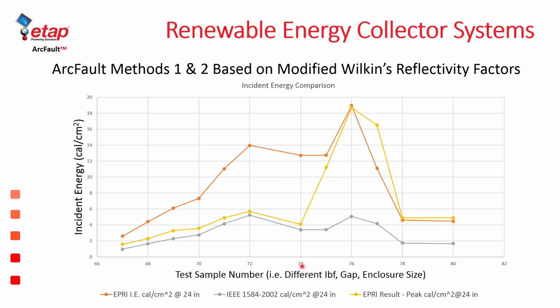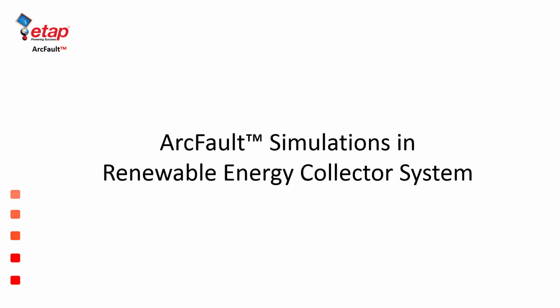This particular chart shows different test samples, which are variations of box size, gaps, fault current level, etc. And for these variations in these parameters, we can see the correlations of the energy values for the different methods that we have available in ETAP. Next, we can actually see some ArcFault simulations in these renewable energy collector systems so that we can understand how to configure the different options within ArcFault to give us some incident energy estimation for these kinds of systems.